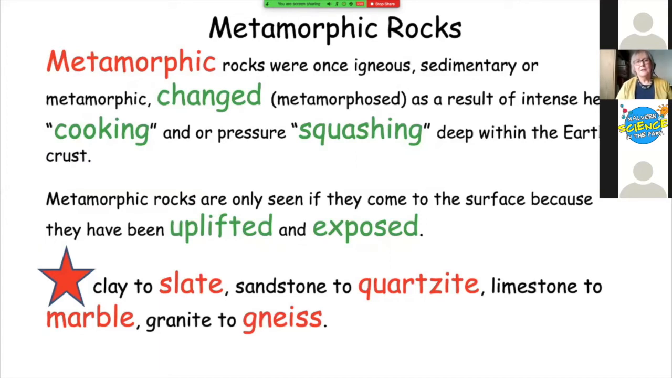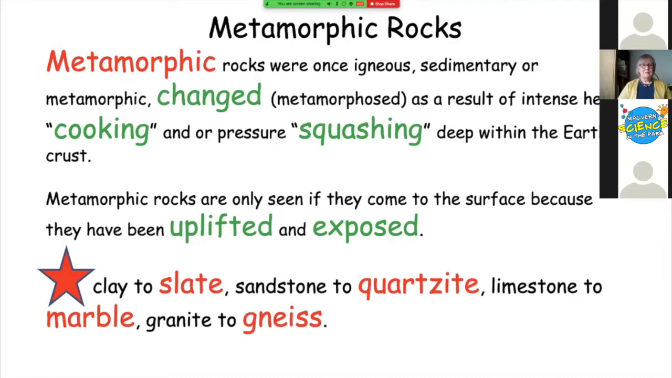And they're being changed, that's metamorphosed, as a result of this intense cooking or pressure and squashing deep within the crust. So this normally takes place right deep below the huge continental land masses. It's a long way down. And there are huge pressures and it's very hot down there. So these metamorphic rocks will only be seen if they've been uplifted by other pressures and exposed on the surface. Otherwise, we wouldn't know they existed. They're not just there on their own.